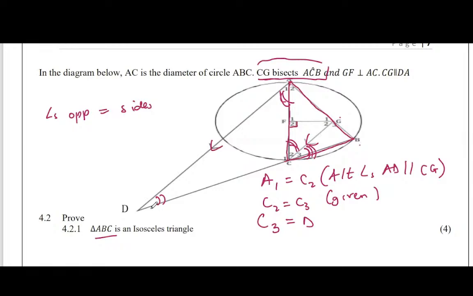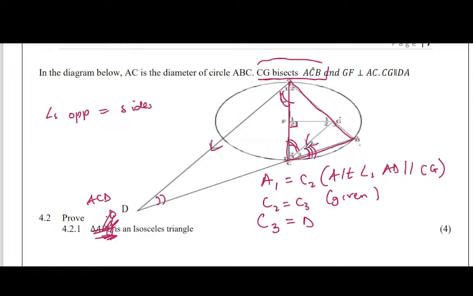C3 is going to be the same as D. This question is not making sense. We can't prove ABC because this is here. The question is meant to read ABD. Prove that. Is that even true? No. Prove that ACD, not ABC. Okay, no, it's fine. Let's continue.